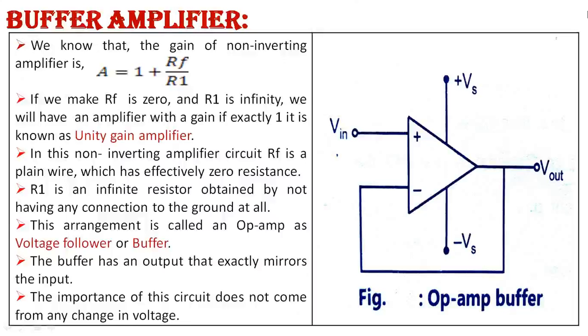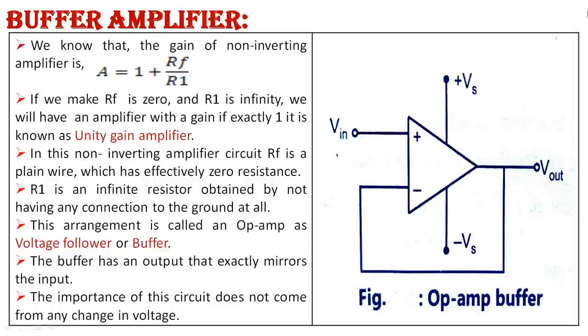The next application is the buffer amplifier. The buffer amplifier is also known as the unity gain amplifier or voltage follower. We know that the gain of a non-inverting amplifier is Av is equal to 1 plus RF upon R1. See the diagram: the inverting terminal is directly connected from the output. If we make RF equal to 0 and R1 infinity, we will have an amplifier with a gain of exactly 1. It is known as a unity gain amplifier.